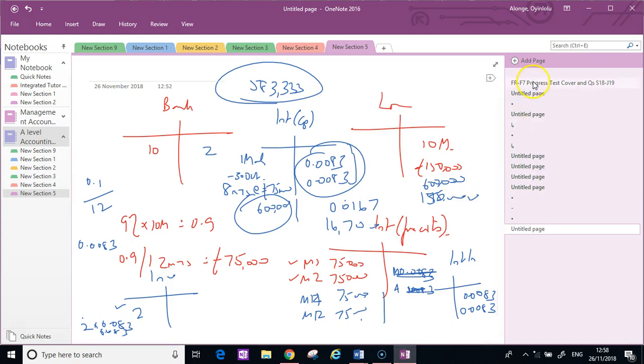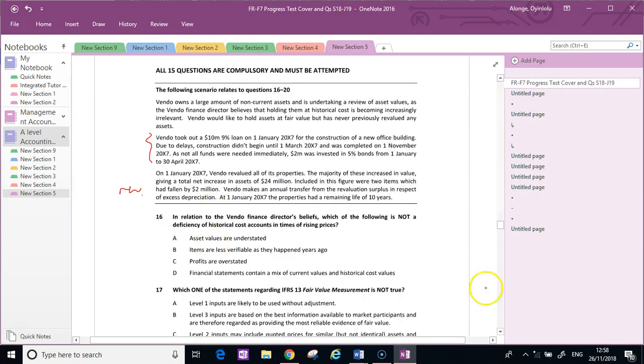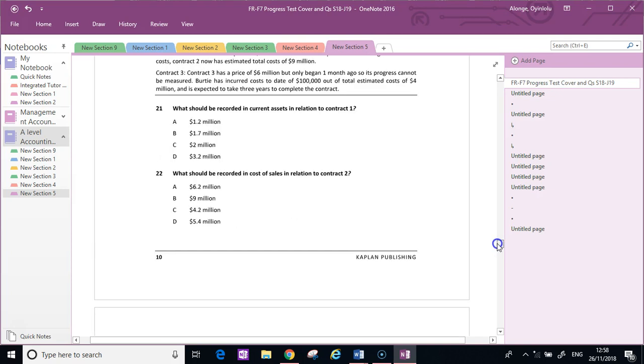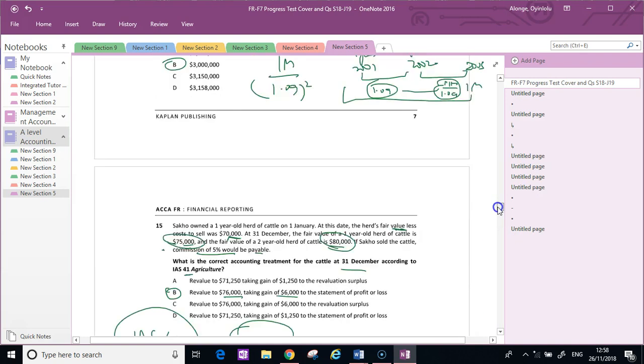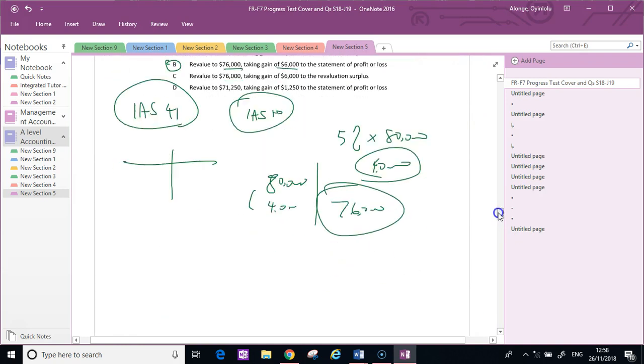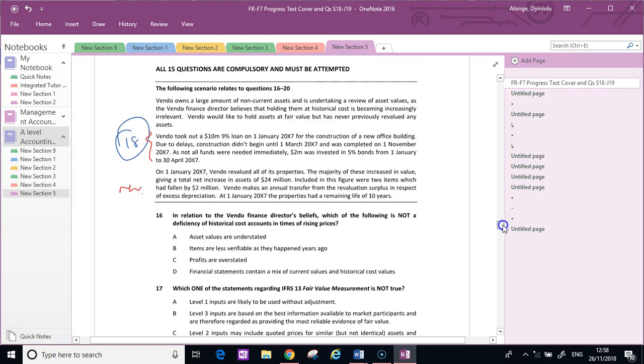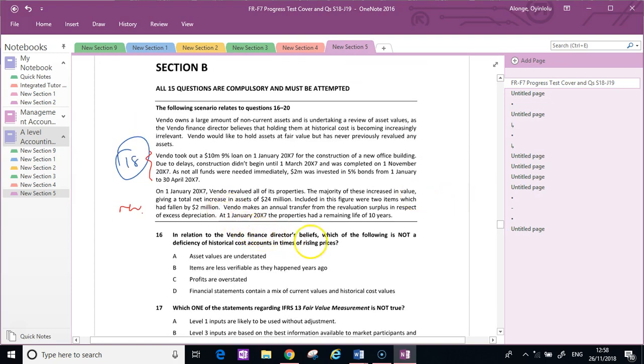I've jumped ahead and worked out 18 because that's really the story of this bit over here. So this is question 18 that we're doing. So that's 18 over there, and that's D. So that's what I've just done. Let's do 16 and 17 in relation to these people, which is not a deficiency of historical costs, which is not.